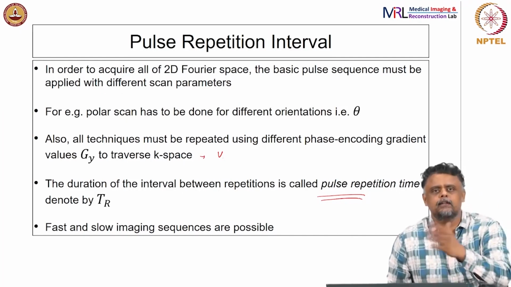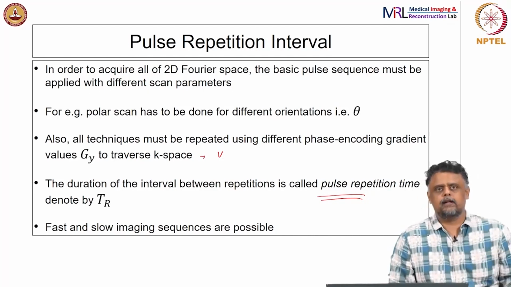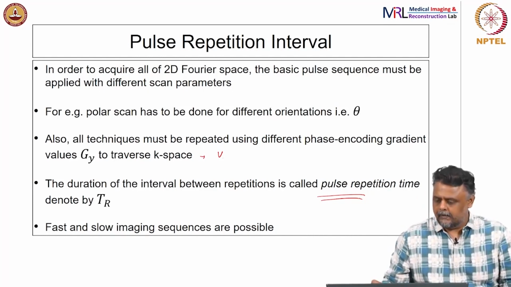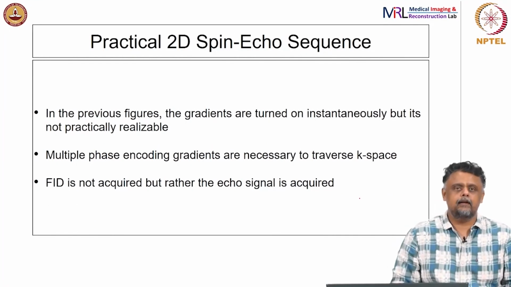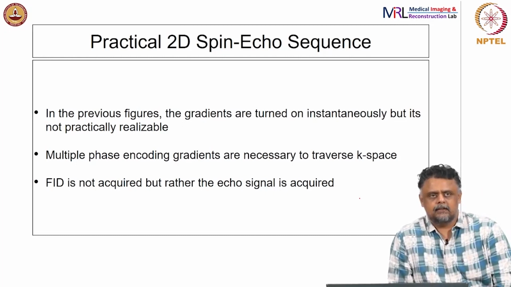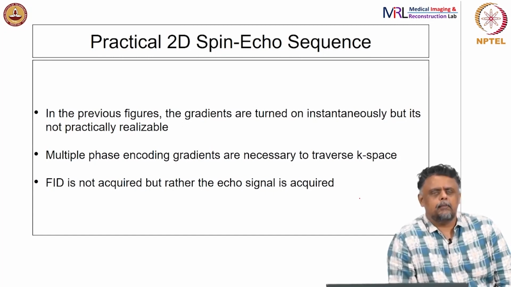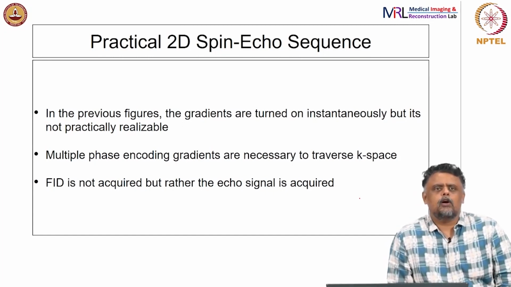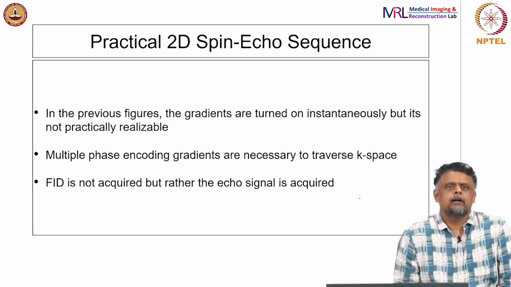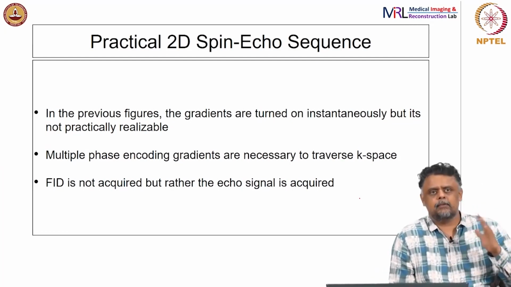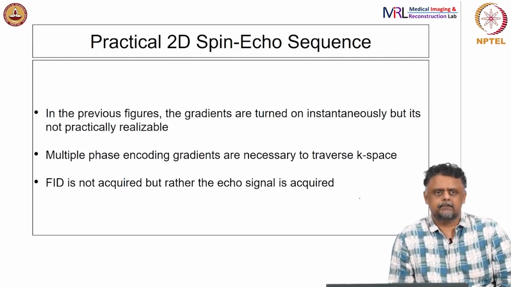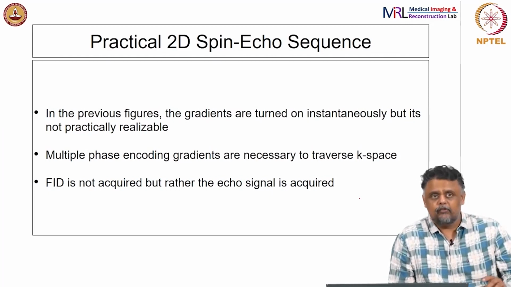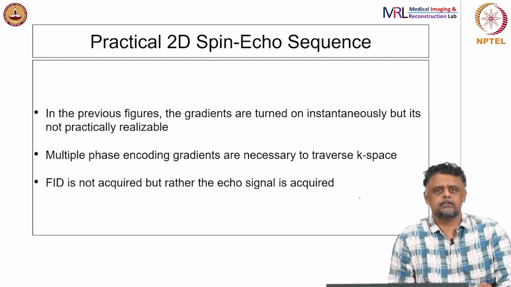So, in this, fast and slow are possible. Slow meaning you have to wait a considerable amount of time before you do the next repetition. Okay. And fast is you do not really wait, but you continuously acquire. And each of them has its advantages and disadvantages. Okay. There are some other things also that I have not shown. In all the figures, I have shown the gradients to be turned on instantaneously. That never happens, there is a slope to it. So, it is not instantaneous. Okay. And multiple phase encoding gradients, I have not shown that at all, but typically that is required to traverse K space.